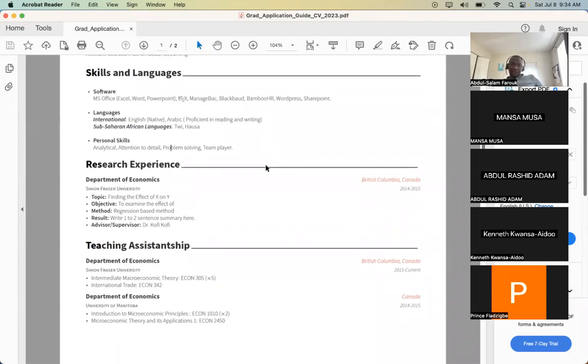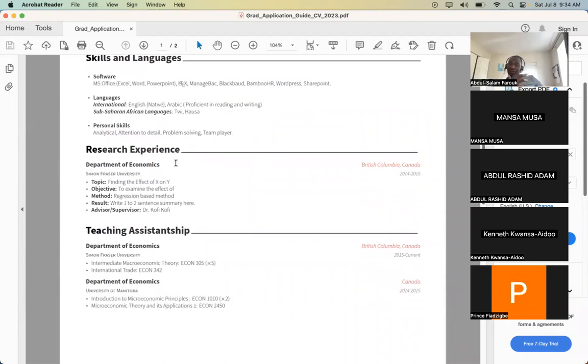So the next section here will speak about your research experience. As an undergrad, it might be the case that you didn't necessarily publish or do a research-based study, but you might have come across a term paper that you wrote. You can leverage such documents as part of your research experience. So a term paper, for instance, might qualify. How do you go about that? First of all, mention the department under which you undertook this research, the name of the school, the location, and then the year.